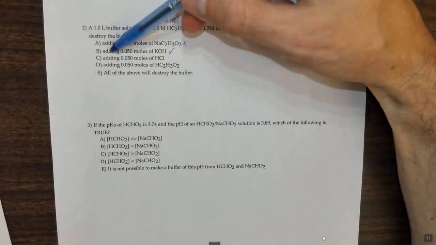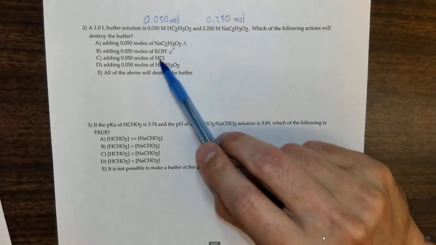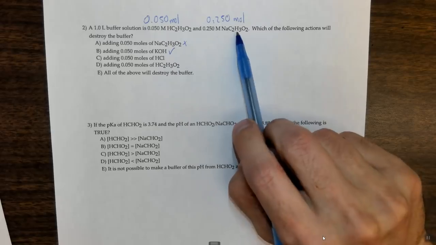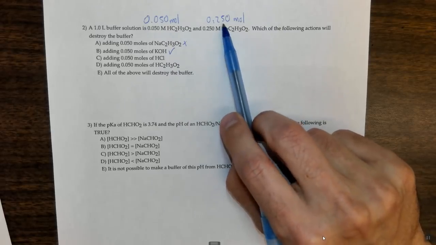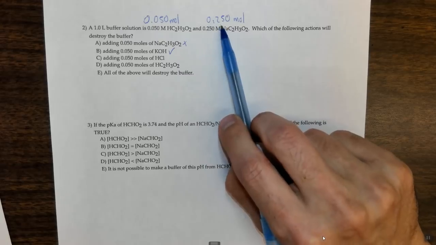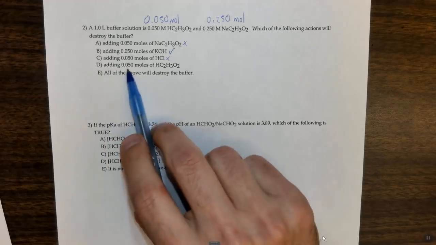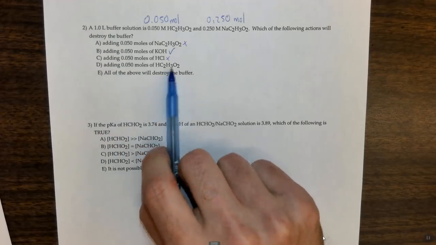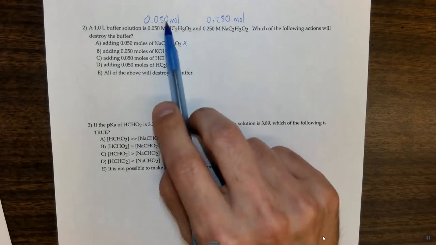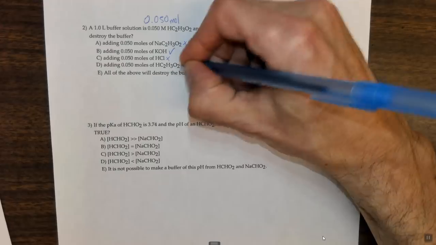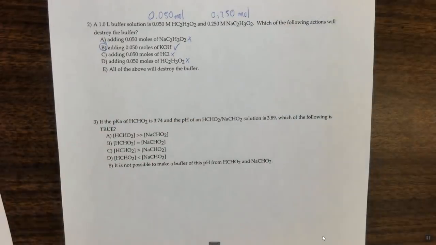Let's just check the other answers. Adding 0.05 moles of HCl. Adding 0.05 moles of HCl will destroy some of the sodium acetate, but there's plenty more. So we still have 0.2 moles, if you will, left. So that won't destroy the buffer. And again, adding 0.05 moles of acetic acid, it'll still be a buffer because it'll still contain sodium acetate, and it'll just be a slightly lower pH because we have a little bit more acid. So the answer here, as we already talked about, is choice letter B.